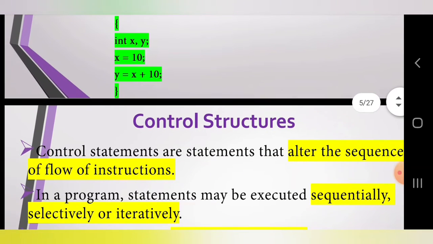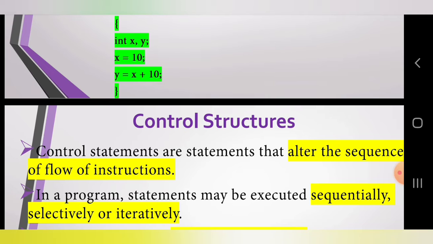In this example we are going to add a number. We declare two variables, int x, y. Here x and y are integer variables, and then we assign the value x = 10, y = x + 10. That is, we increment the value of x by 10 and store it in the variable y, and then close the curly brace. That is what is meant by a compound statement.